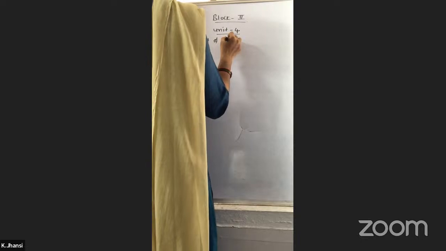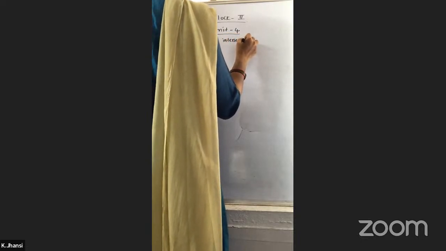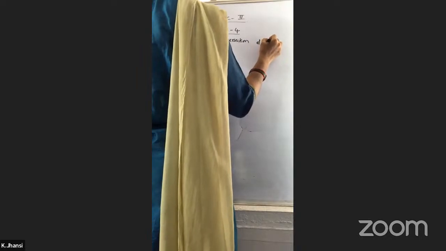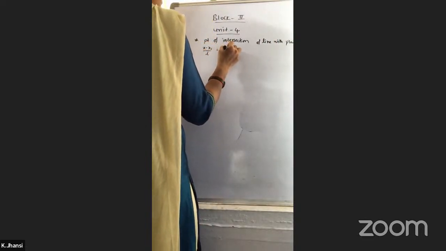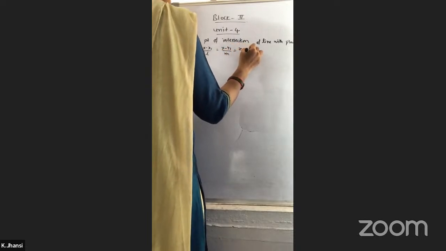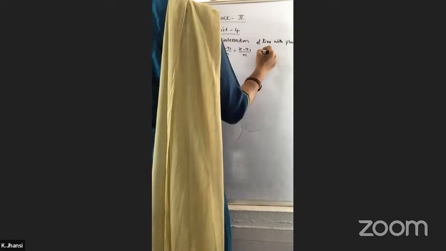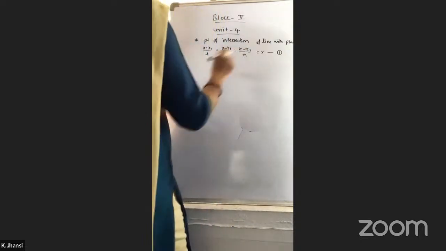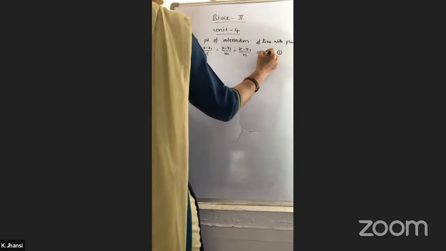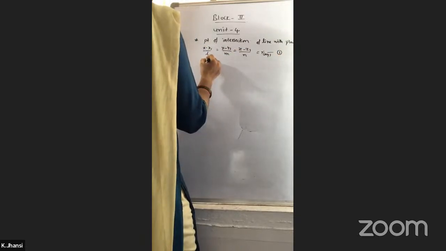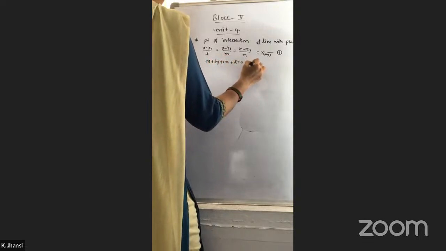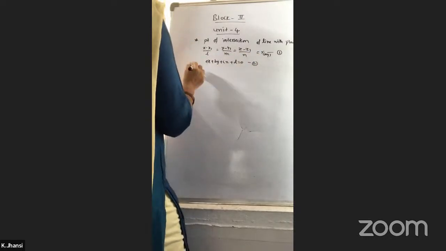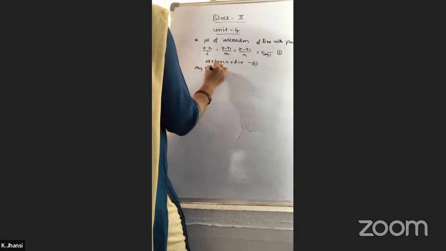Point of intersection of a line with the plane. The line will be (x minus x1) by L is equal to (y minus y1) by M is equal to (z minus z1) by N. We can take it as equal to R, and this is the first line equation. And the plane will be ax plus by plus cz plus d equals 0. So this is the line and this is the plane. The procedure will be to take any point on line 1.